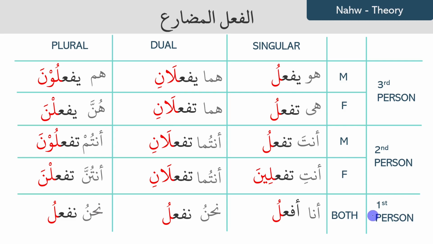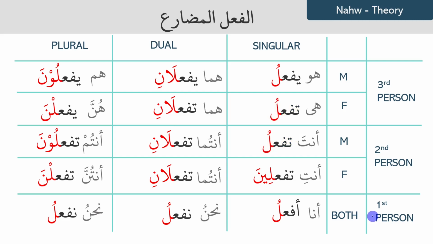So you have huwa yaf'alu, huma yaf'alani, hum yaf'aluna, hiya taf'alu, huma taf'alani, hunna yaf'alna, anta taf'alu, antuma taf'alani, antum taf'aluna, anti taf'alina, antuma taf'alani, antunna taf'alna, ana af'alu, nahnu naf'alu. So as you can see, taf'alani appears 3 times in the table. As for taf'alu, it appears twice.